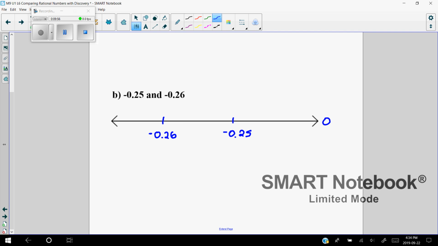So to find a couple points in between here, I simply need to add some points, but what would those look like? Well, this one could be negative 0.252. This one could be negative 0.255. It's still between those two numbers, and this one negative 0.258. Okay, all three of those numbers are between negative 0.25 and negative 0.26.